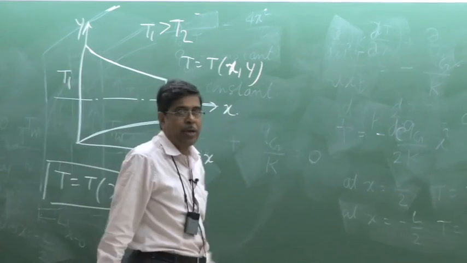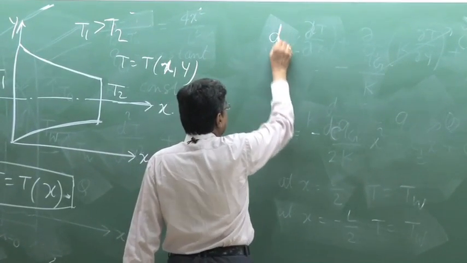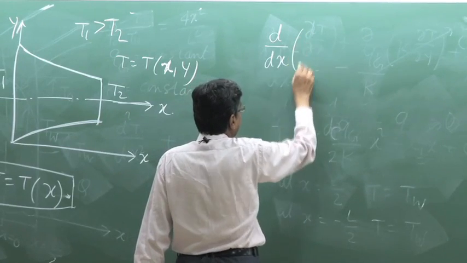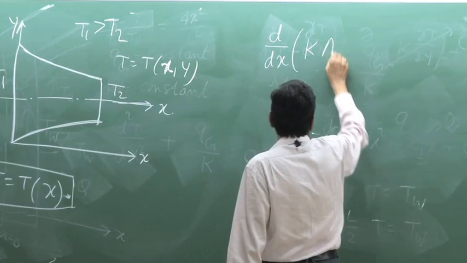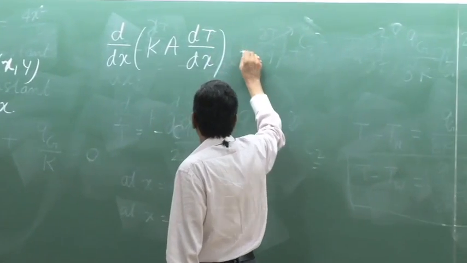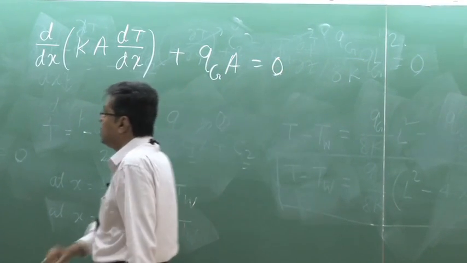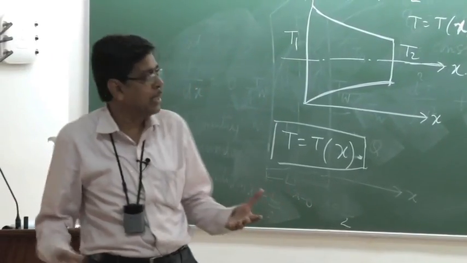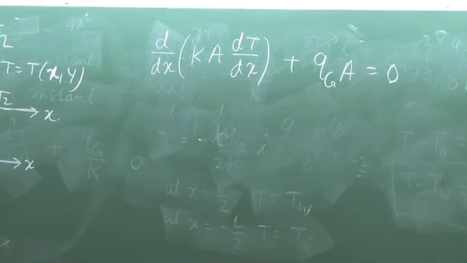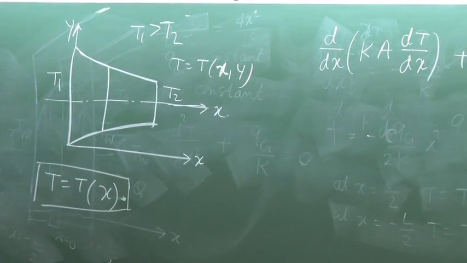So therefore, we cannot write the equation d square T dx square equals 0, because we know the equation is in this form. The general equation is in this form: d/dx of (k A dT/dx) plus q_g into A is 0. This is the basic equation. Where does it come from? Your general heat conduction equation does not have A coming into it, because there we have considered plane area. Now here, if you derive this, I think it will be always better.